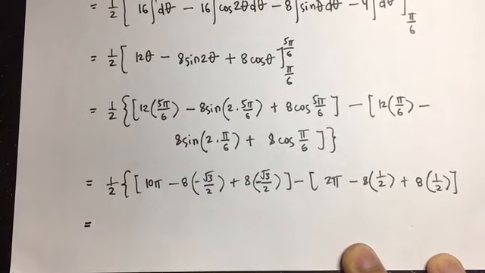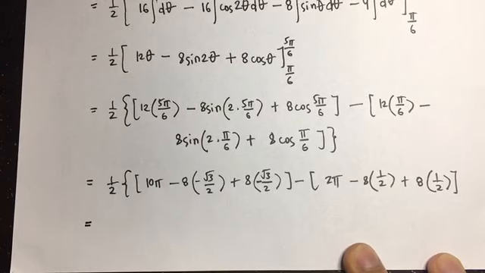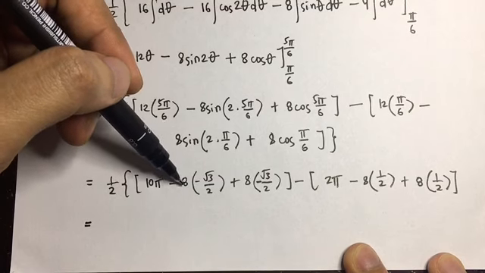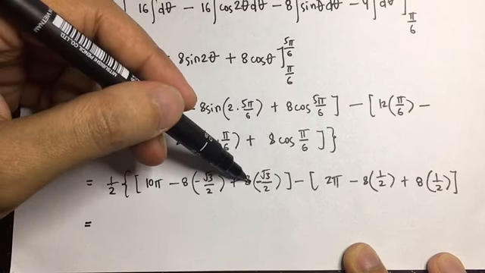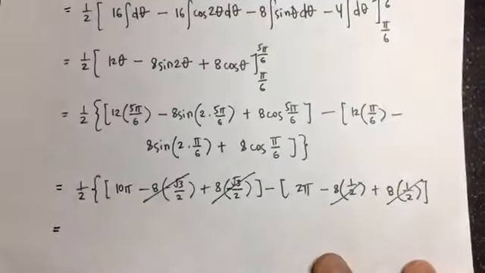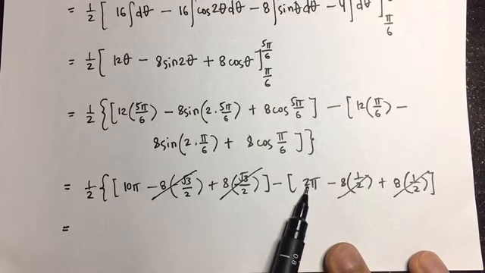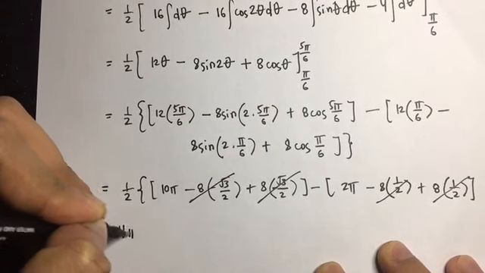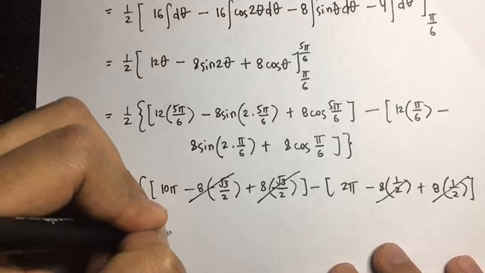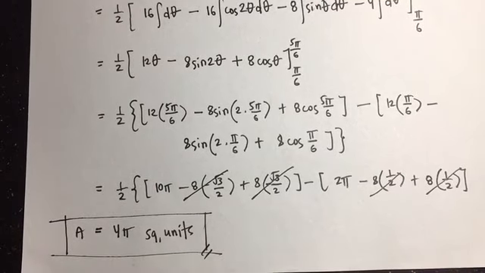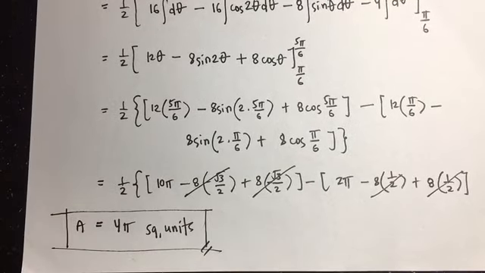Okay, so simplifying, I think this 2 will be cancelled. Plus positive, this will become 8 square root of 3 over 2, or 4 square root of 3. This is negative 4 square root of 3, so this will be cancelled, and this one will also be cancelled. So what will remain is 10 pi minus 2 pi. We have 8 pi times 1/2. So area is equal to 4 pi square units. Okay? So that's how you compute the area between two curves.